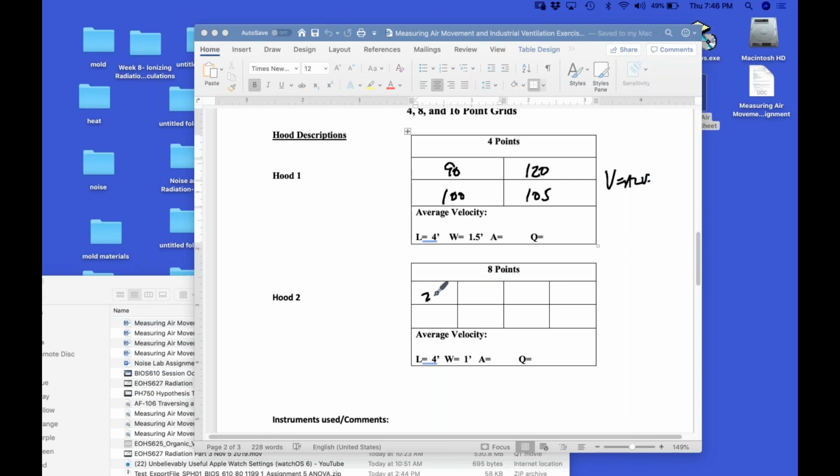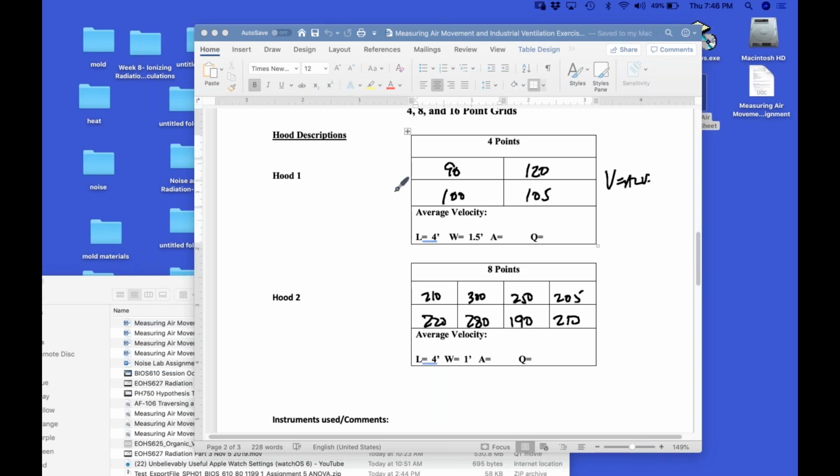And an 8-point, I'll give you another one. This is another hood: 210, 300, 250, 205, 210, 220, 280, and 190. Okay, and calculate the readings for that one as well.